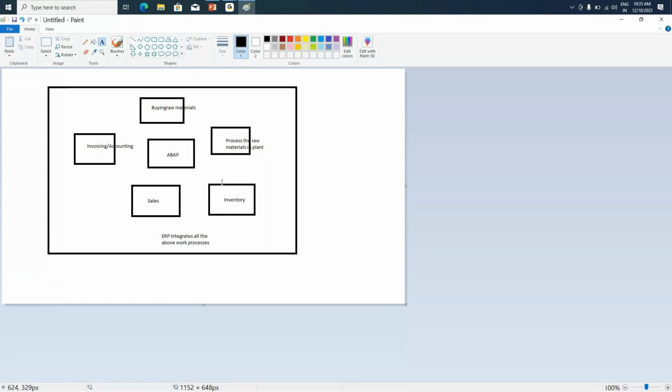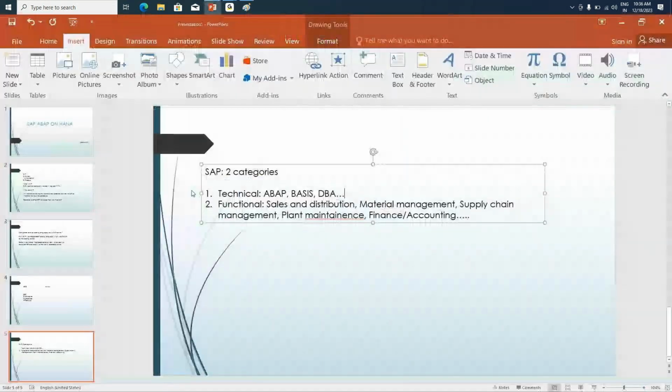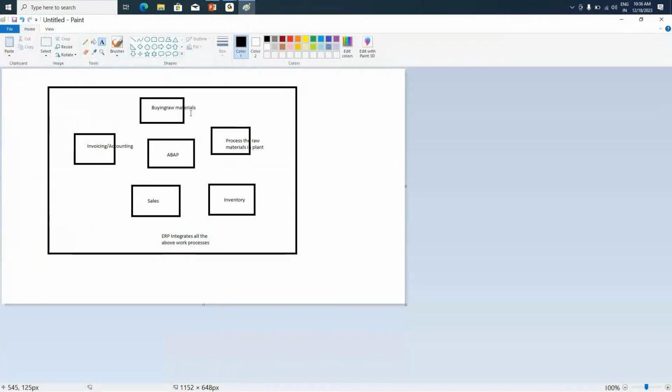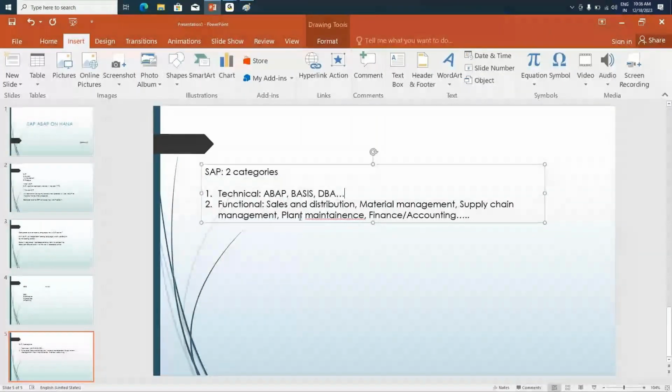Whatever transportation is involved here is called logistics, or delivery, in normal terms. But in terms of SAP, it is called supply chain management. That means I'm moving things to the required people in a chain manner, one after the other, from here to here, here to here. So supplying the materials in order is the supply chain management people's responsibility.